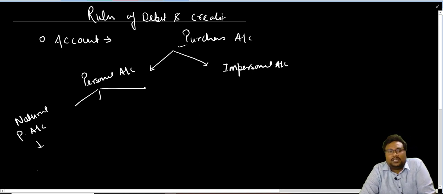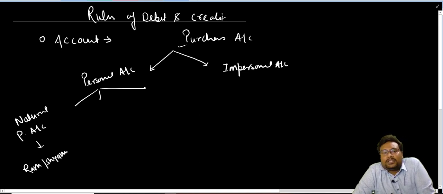A natural personal account means real persons like Ram, Sham. So if any person's name is there, that person's name is considered under which account beta? Personal account. Under personal account, it is specifically categorized under the natural personal account.